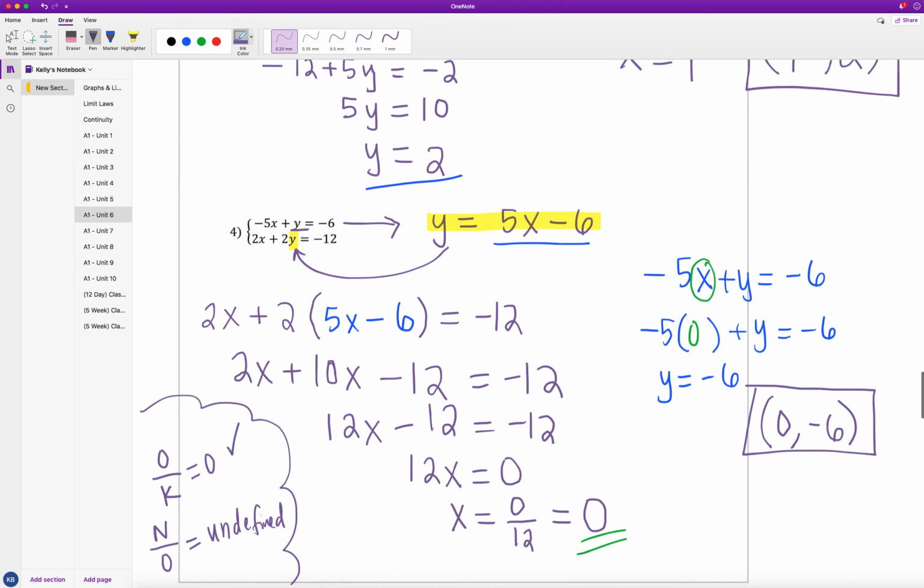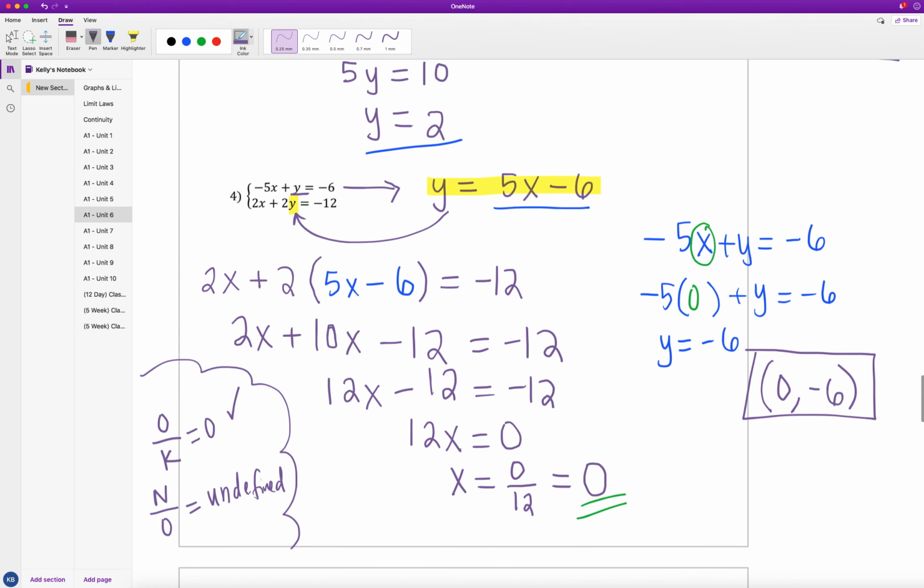As a reminder, you can always check these by substituting back the coordinate pair into both equations and making sure it comes out to be a true statement. So if I were to check this, let's go through kind of how we would check it on the last one as a refresher. I'm going to sub in 0 for x, so I get negative 5 times 0 plus negative 6, since that's our y value, and I'm asking myself the question, does that equal negative 6? Well, negative 5 times 0 is 0, plus negative 6, so yep, negative 6 equals negative 6.